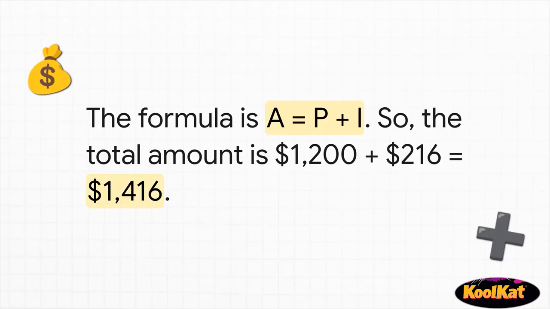Okay, but be careful. Sometimes a question will try to trick you and ask for the total amount, not just the interest. But that's easy too. All you do is add the interest you just calculated, that $216, back to the original principal of $1,200. That gives you a total amount, A, of $1,416.